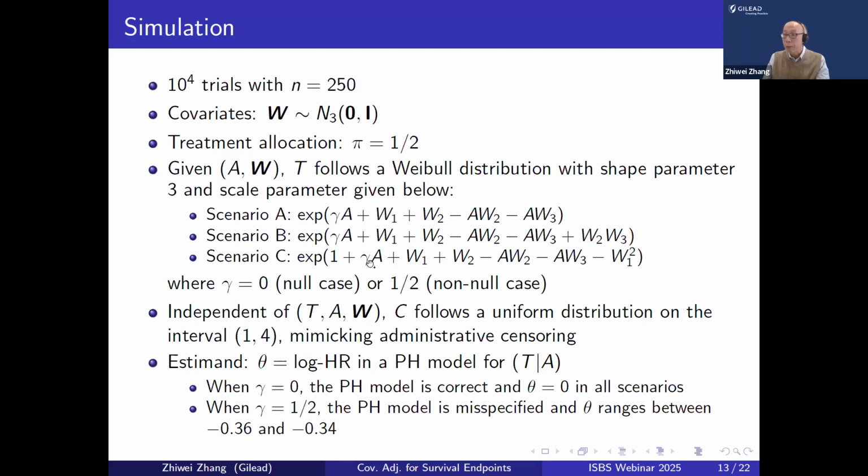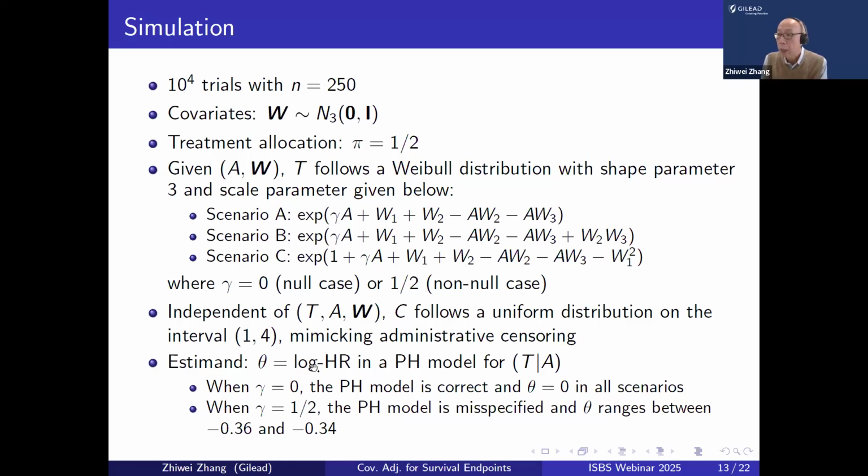In each scenario, we consider two values of gamma defining a null case and a non-null case. The censoring time C is independent of T, A, and W, and uniformly distributed between 1 and 4, mimicking administrative censoring in a clinical trial with 3 years of patient accrual followed by another year of follow-up.